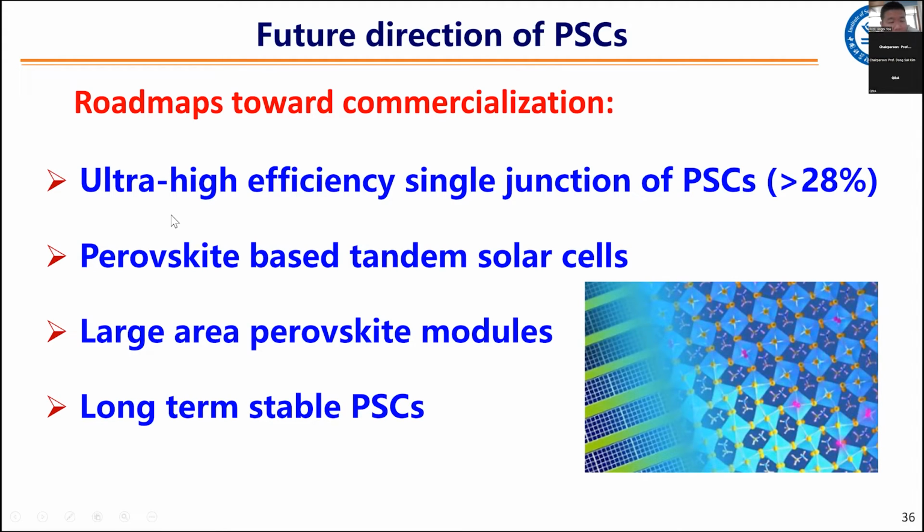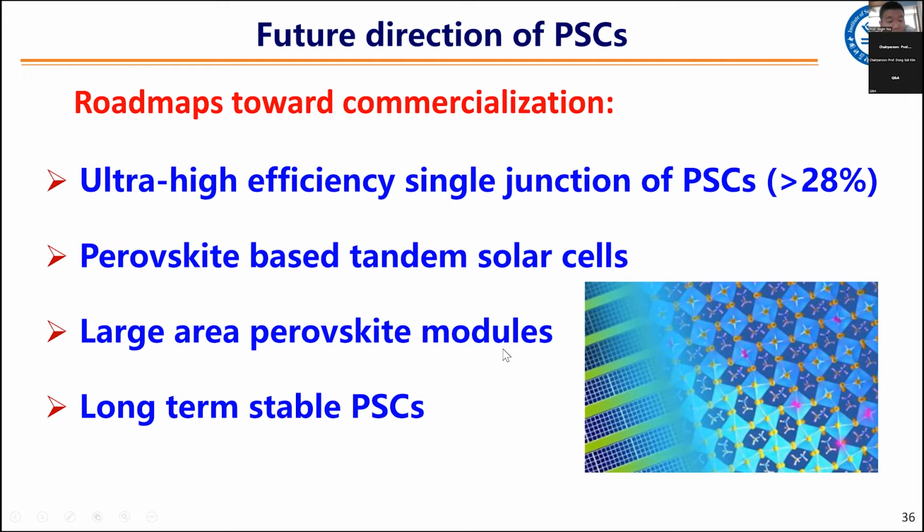I think for the future of solar cells, the first is ultra-high efficiency single junction. It should be better than silicon solar cells in laboratory efficiency. The second one is the perovskite-based tandem. I have not mentioned this area, but we have also worked on it a little bit, not only perovskite tandem but also perovskite-silicon or other material tandems. And the third one is large area perovskite modules.